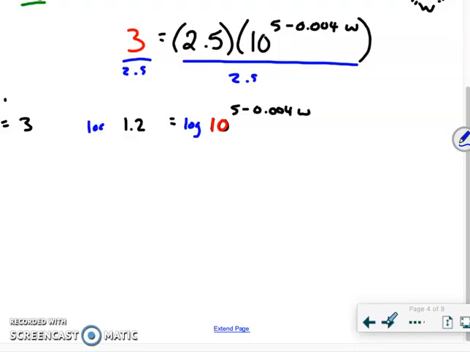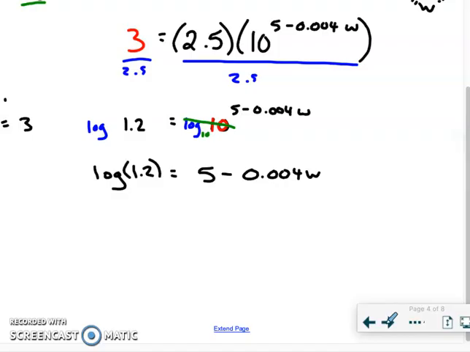on the right side and the left side, now we'll still have our cancellation. Just remember, this is base 10, which on the right side is going to create that 5 minus 0.004w. The left side, we still have log base 10 of 1.2. Put that in parentheses, so there's, like I said, nothing lost. Okay, now it's all about getting w by itself.